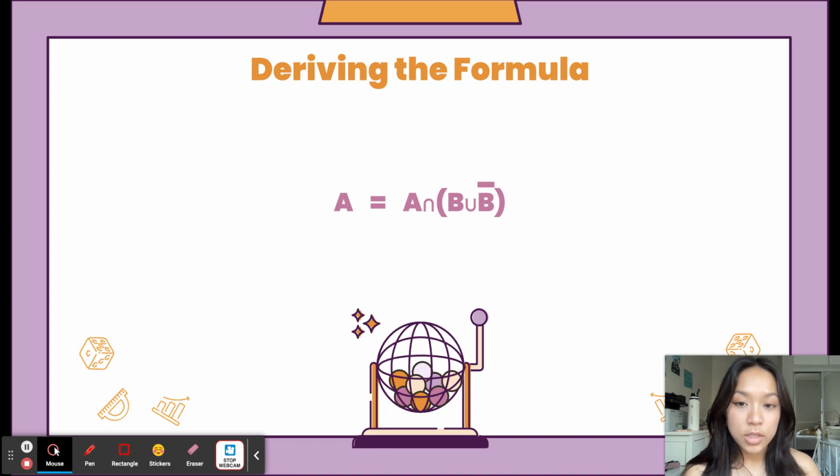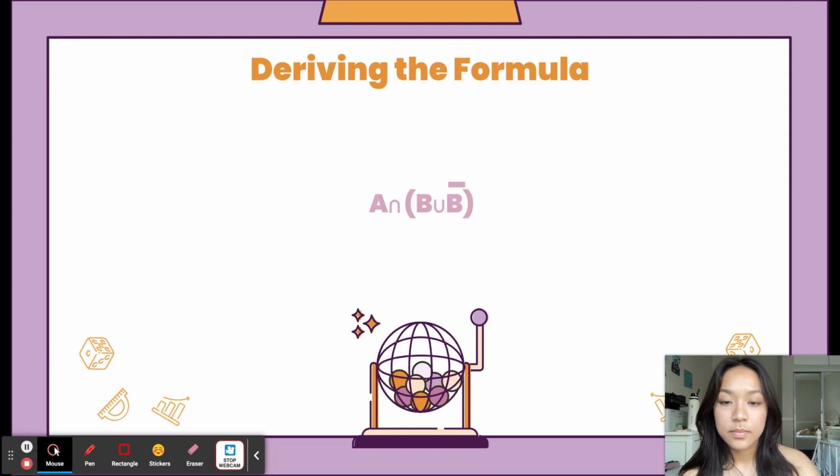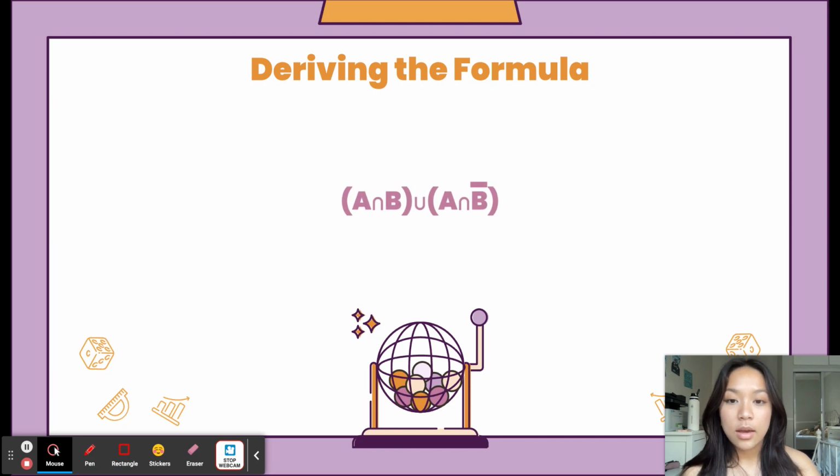Looking at a different relationship, we have A is also the same thing as A intersect B union B complement. So B union B complement will give us one full set, and once we intersect that with A, we will still be left with A. So now using the distributive property, if we multiply A by both B and B complement, we will end up with A intersect B union A intersect B complement. Putting that together, we have that equals A.